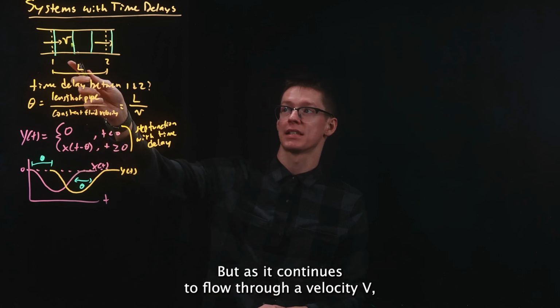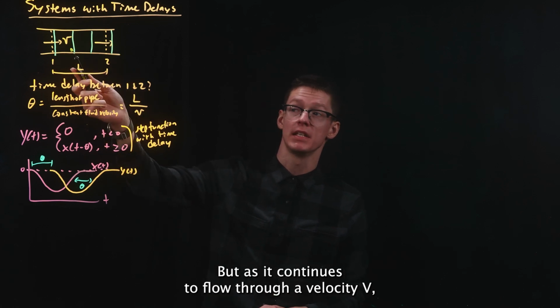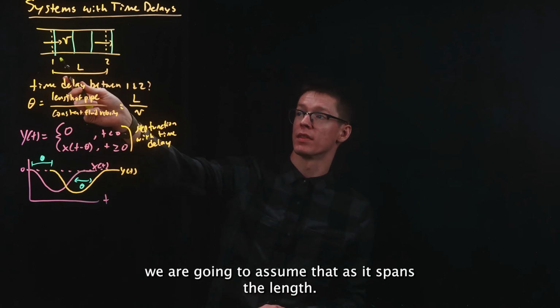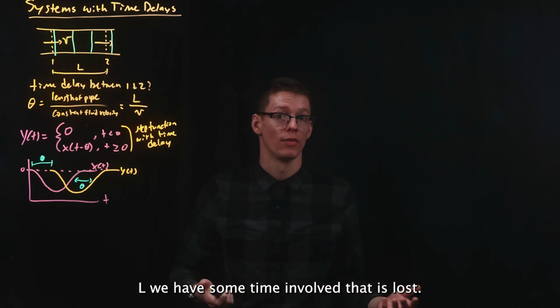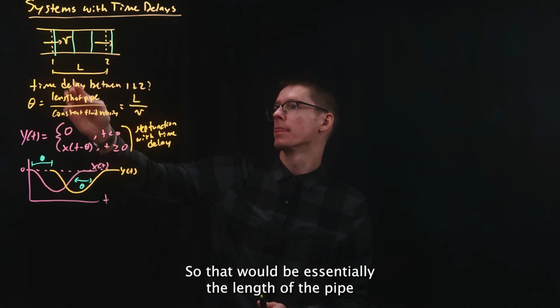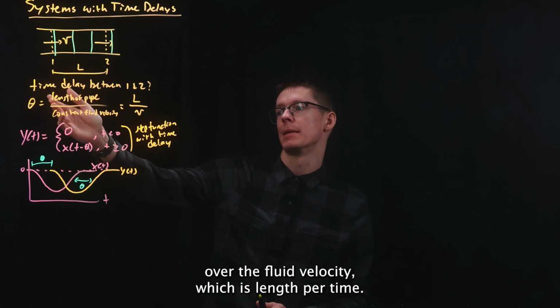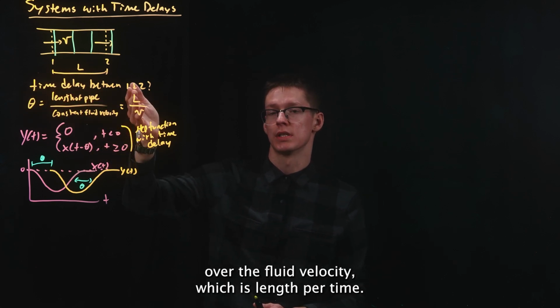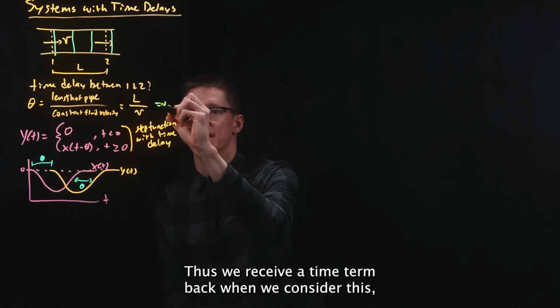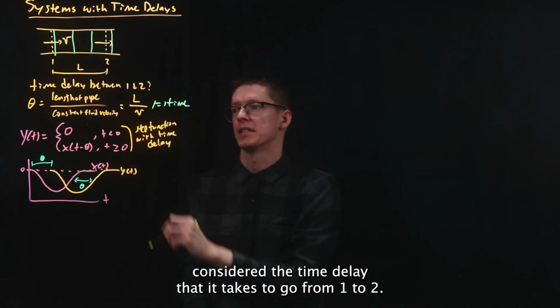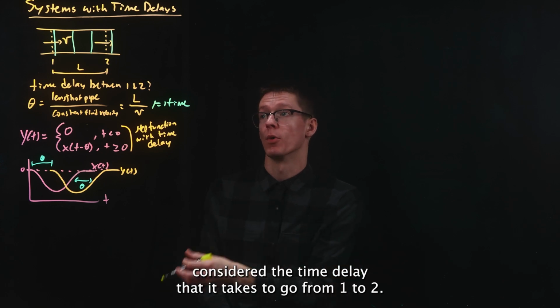But as it continues to flow through at a velocity v, we are going to assume that as it spans the length L, we have some time involved that is lost. So that would be essentially the length of the pipe over the fluid velocity, which is length per time. Thus, we receive a time term back when we consider this. And that's going to be considered the time delay that it takes to go from 1 to 2.